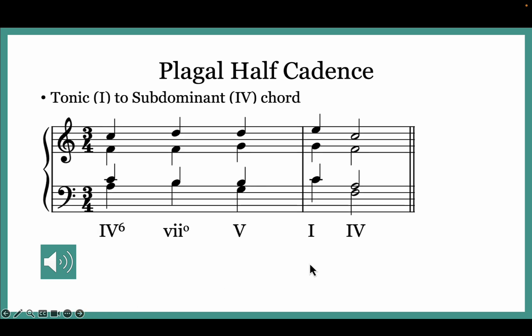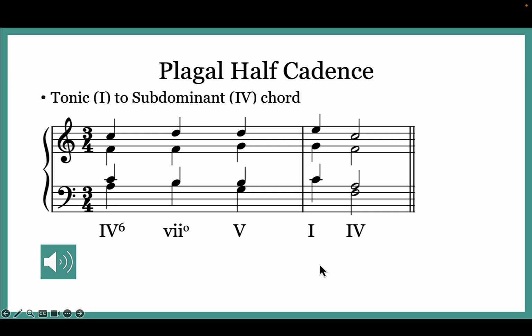All right, here we go. We've got the Plagal half cadence. Again, this doesn't really happen all that often. It's a super weak cadence, but it's when we go from 1 to 4 instead of from 4 to 1. It might sound a little strange because we don't really hear it that much.